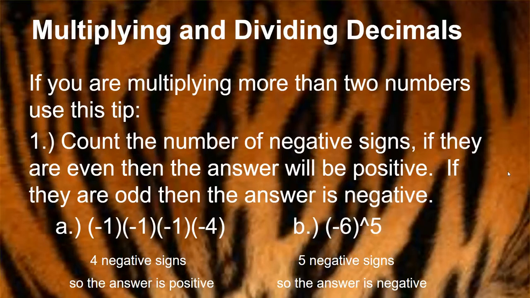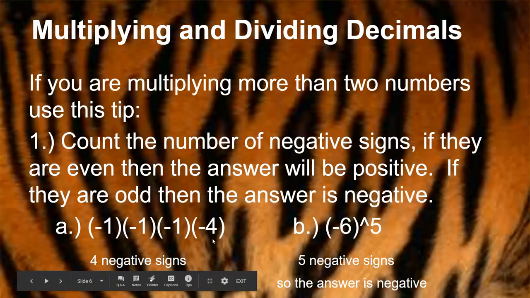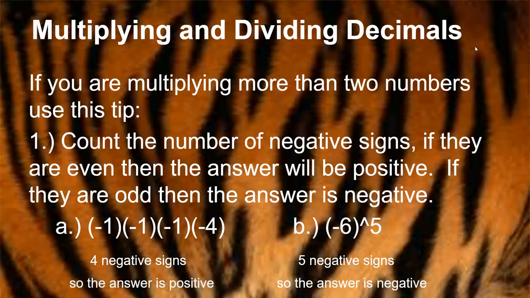If you're multiplying more than two numbers, use this tip. Count up the number of negative signs. If they are even, the answer will be positive. If they are odd, the answer is negative. In this problem, there are 4 negative signs. Therefore, the answer has to be positive. In this one, this means negative 6 to the power of 5. There would be 5 negative signs, because that's negative 6 times negative 6 times negative 6 times negative 6 times negative 6. Since there's 5 negative signs, the answer would be negative.